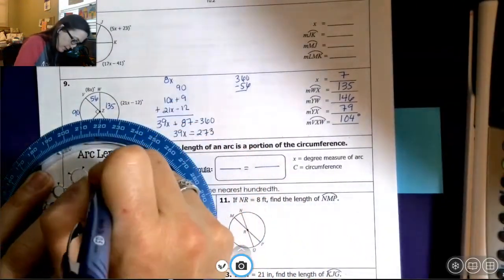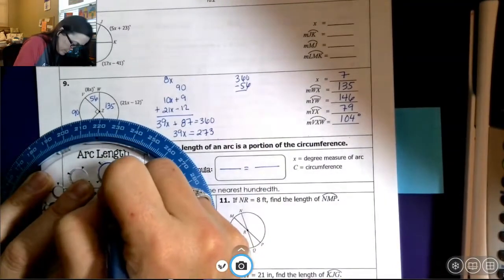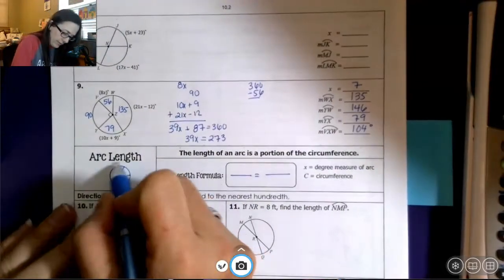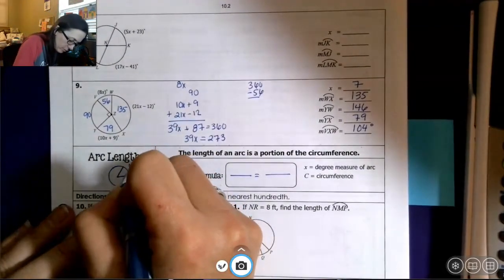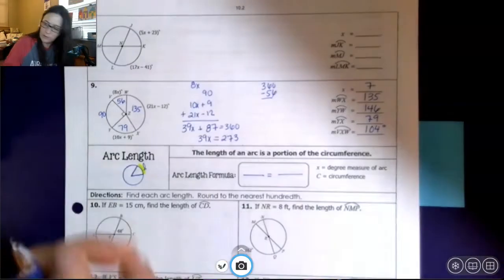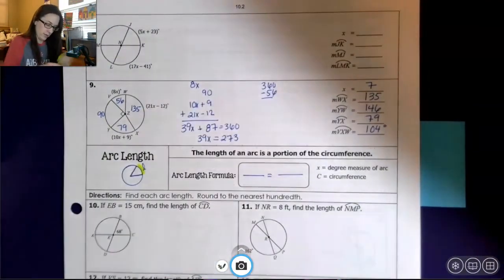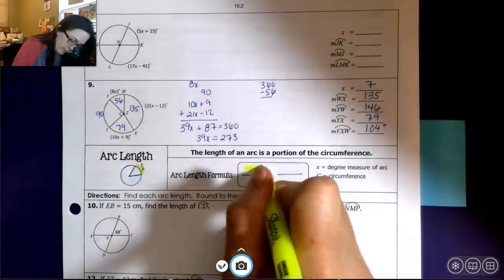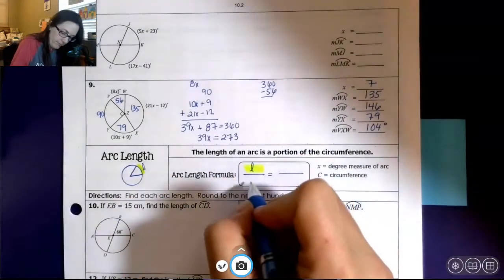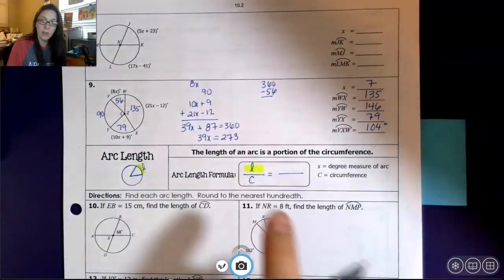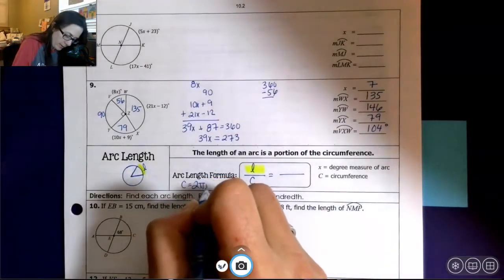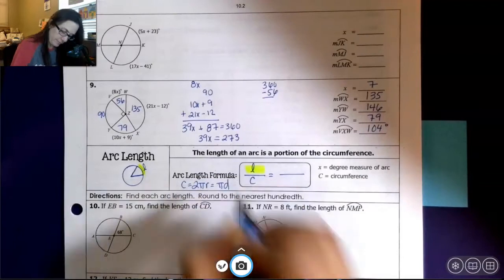Let's say we have a circle and we want to know not the entire circumference, but this portion of the circumference. So I don't want the whole circumference, I want the part of the circumference. So I'm going to put the part of the circumference that I'm looking for up top here. That's where that piece will go. Over the entire circumference. Remember, the formula for circumference is 2 pi r or pi d.